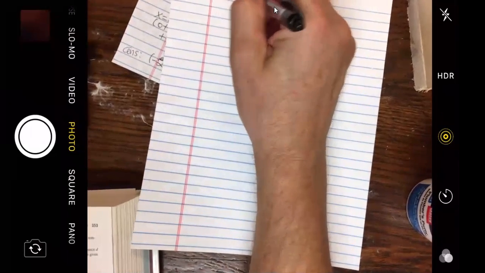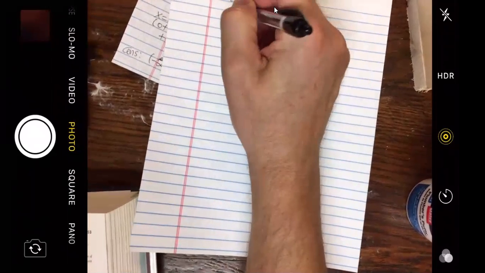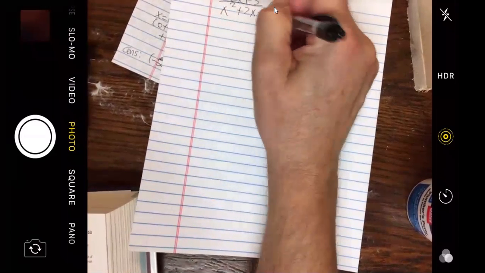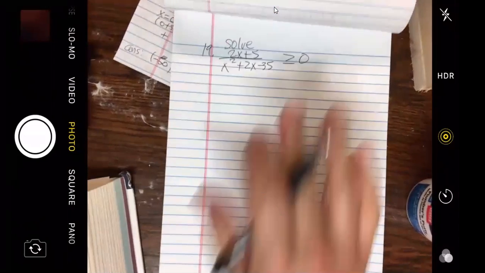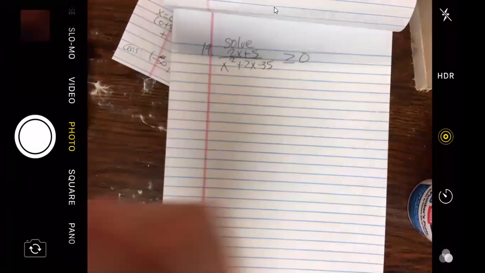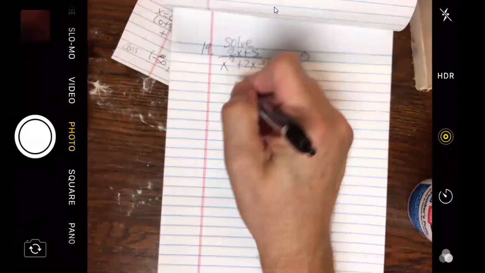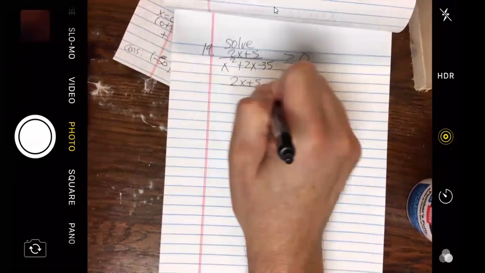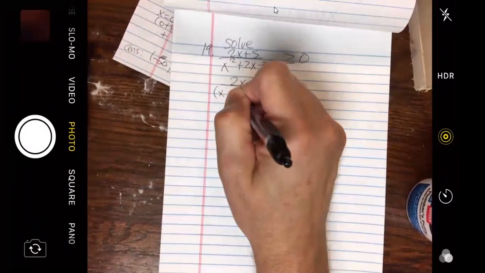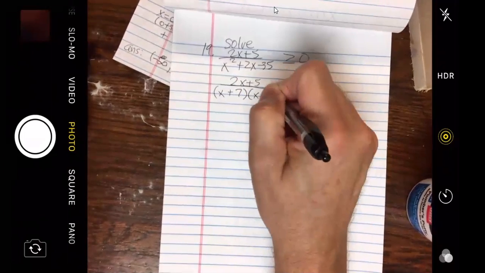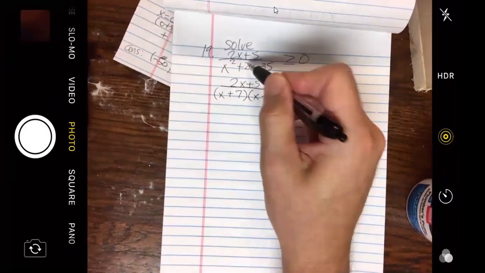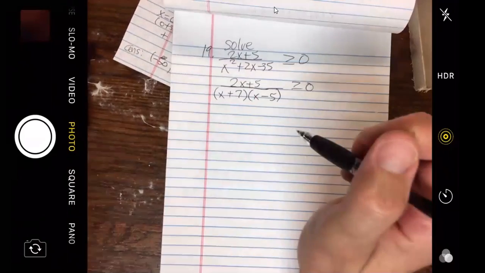Solve. 2x plus 5 over x squared plus 2x minus 35 greater than or equal to 0. Hope you recognize the pattern on the bottom. If you recognize the pattern, we should factor it. x and x. I think it's plus 7 minus 5. x squared minus 5, add 7, be positive 2, and minus 35, yeah.